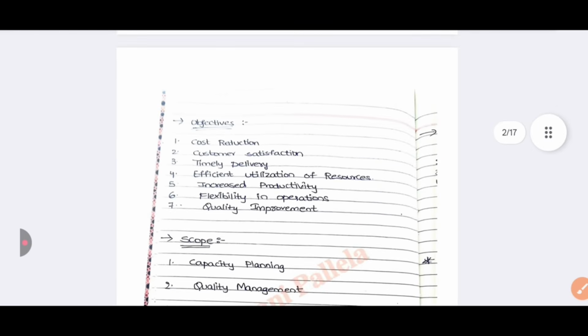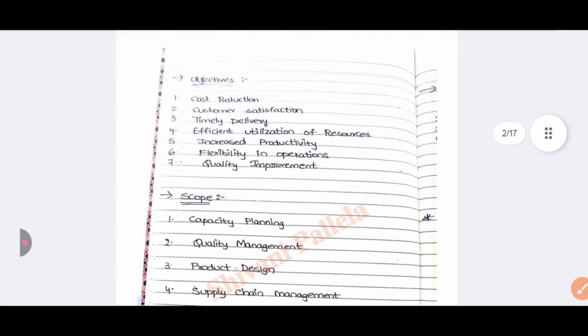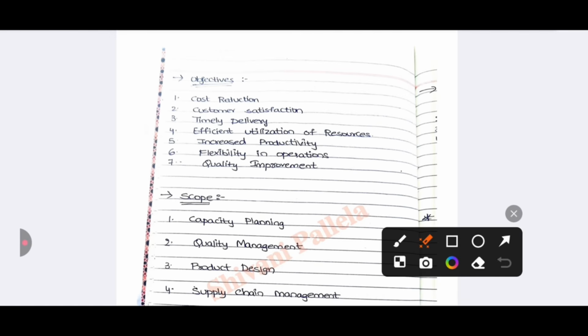So what are the objectives? If they are asking about objectives, functions, role, or nature, anything, you can write these points. First, cost reduction, it will be able to reduce your expenses. Customer satisfaction is also important. Timely delivery we will be able to achieve with the help of this operations management. Efficient utilization of resources, whether you are using them or not, this will be useful. Increased productivity, flexibility, and quality improvement will also be there.